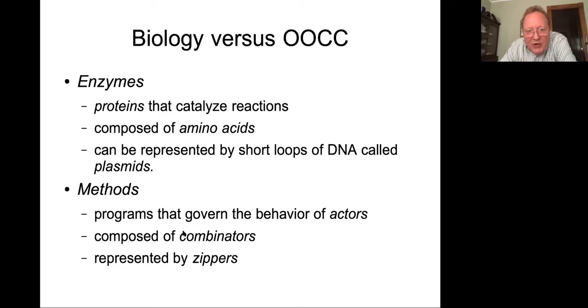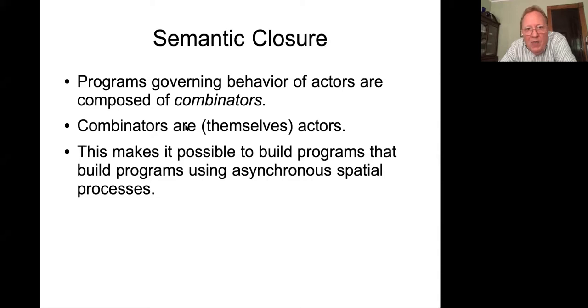And here's the trick: the rules from which the programs are comprised are themselves actors. This gives the semantic closure that Walter Fontana talks about, which is to say it makes it possible to build programs that build programs using asynchronous spatial processes. Everything's there. I'll show you a demo at the end of this, which shows where I've been going with that.